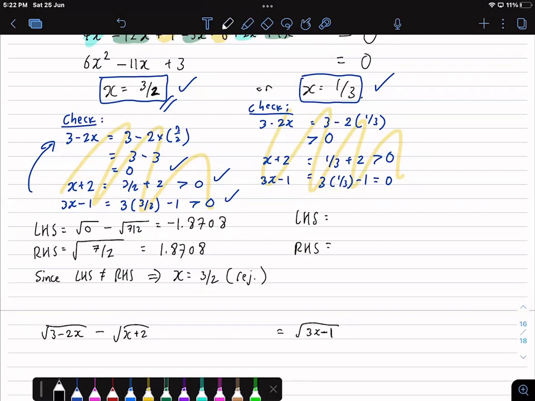In this case, LHS will be what? Let's see. 3 minus 2x in this case is 3 minus 2 times 1 over 3, which is square root 7 over 3. Minus away x plus 2. So it's 1/3 plus 2, square root 7 over 3, which is equal to 0.